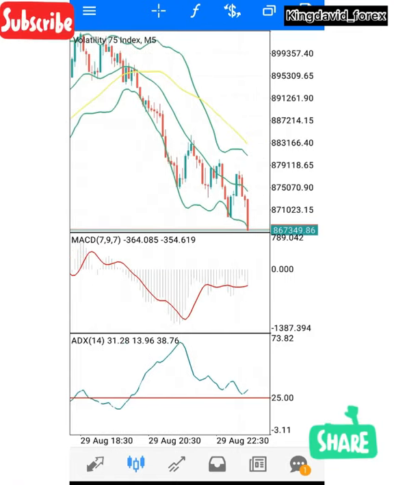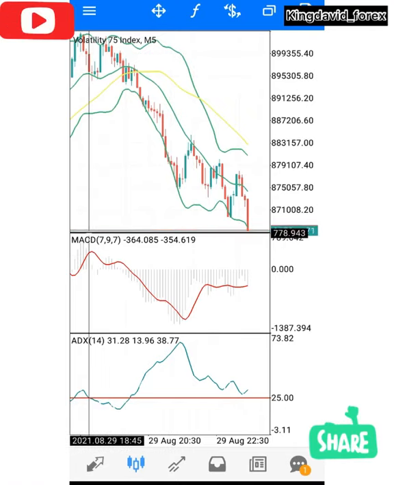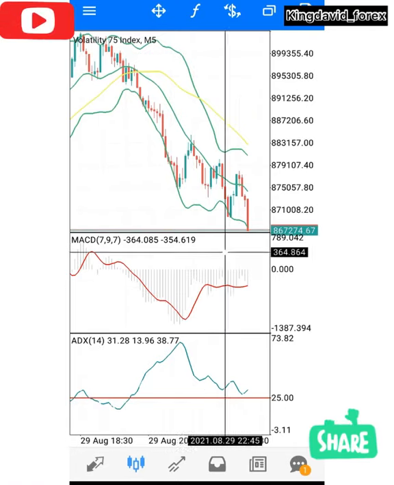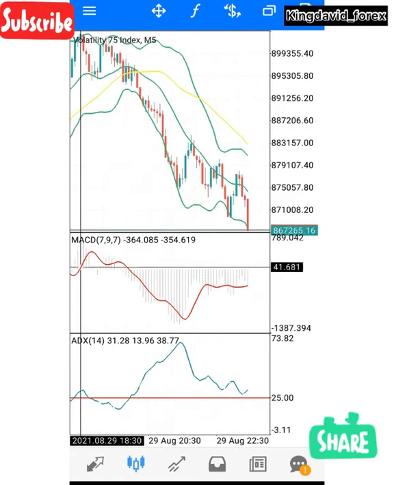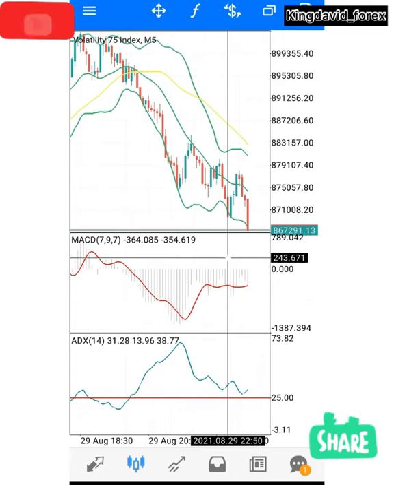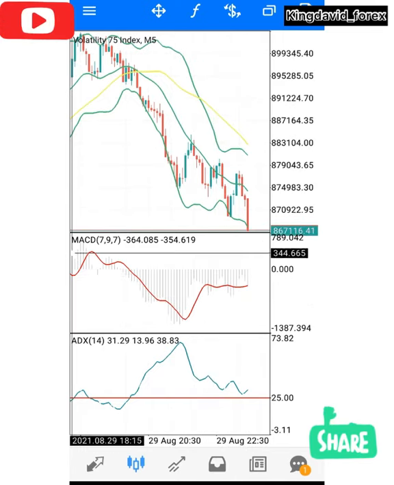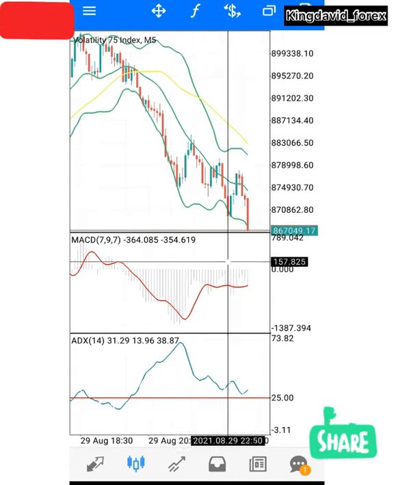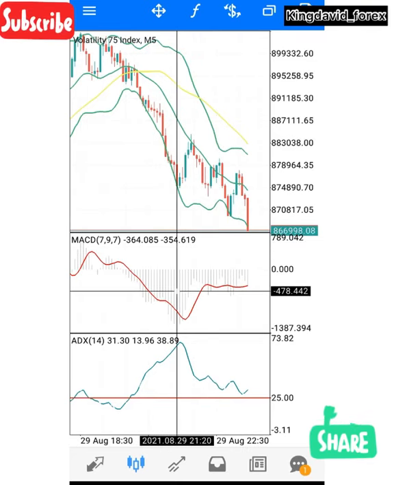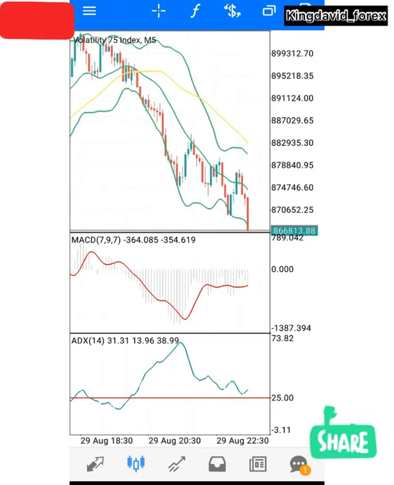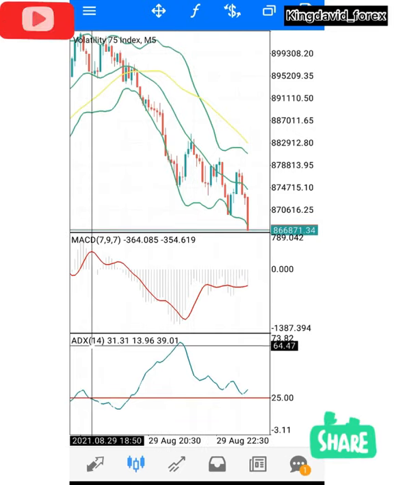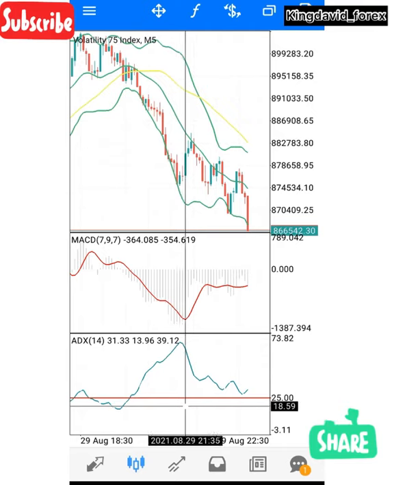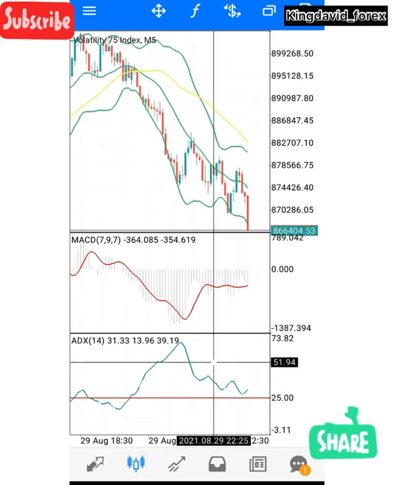Then let's explain this second window here, I mean this MACD. This MACD is used to confirm our entry points as regards this strategy. This MACD window here is what will determine our entry point. Then the last window, this ADX, is used to determine a consolidating market.